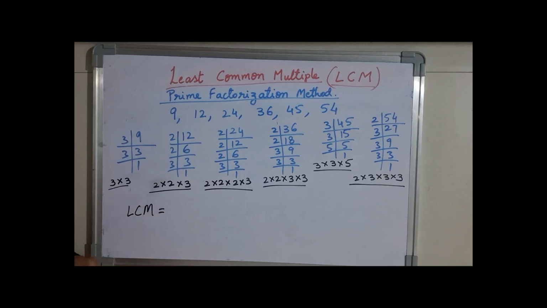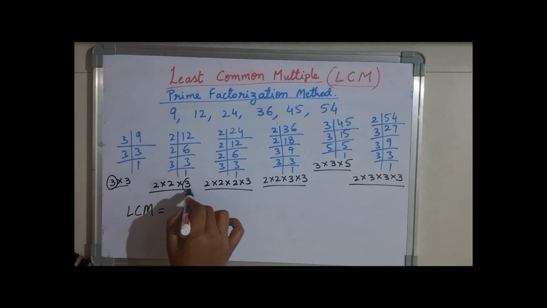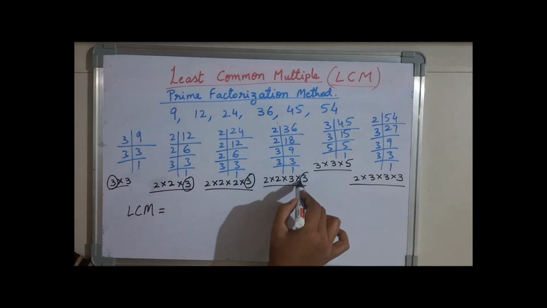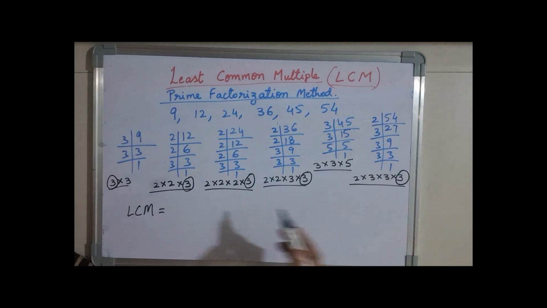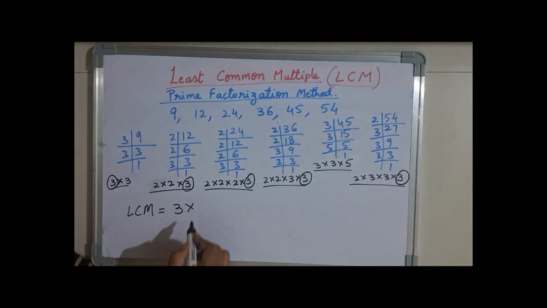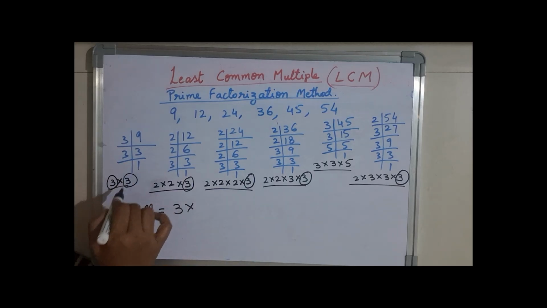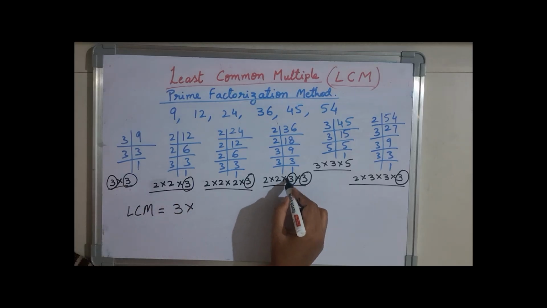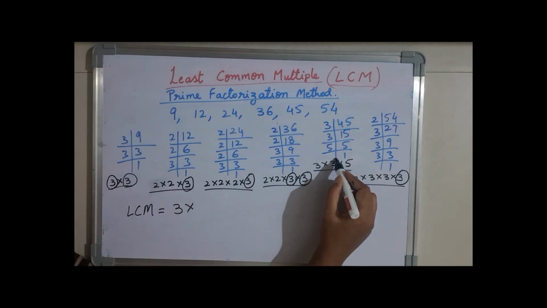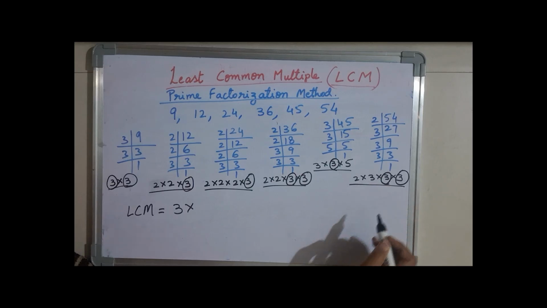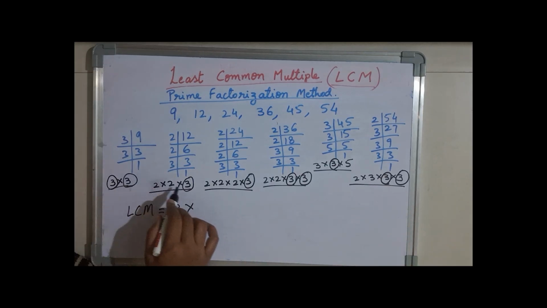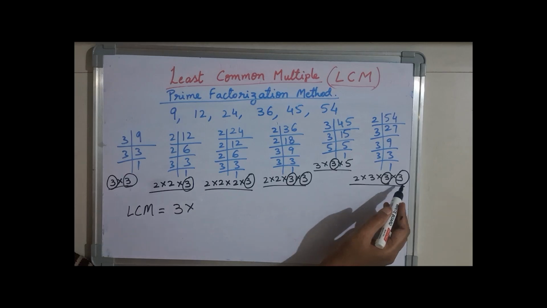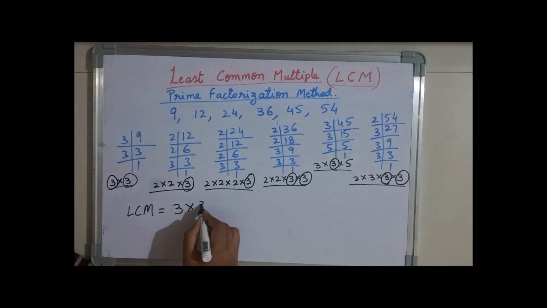LCM is equal to, now 3 is common in all of these prime factorizations, this 3. So I am writing 3 multiplied by, here one more 3. This second 3 is common in all these, so I am circling. For the second 3, this one here and here, it is common. So I am writing 3 here.